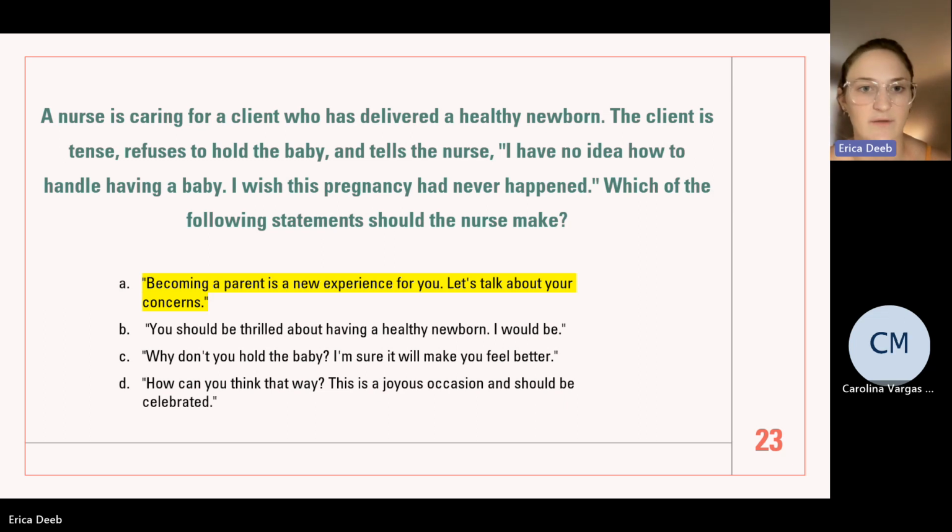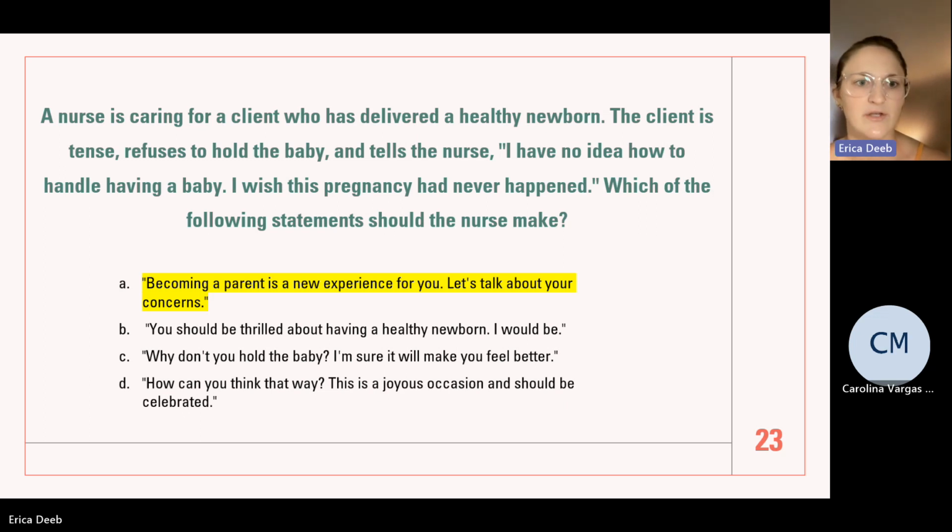So when we use our therapeutic communication skills, we can create a safe environment for them to express those feelings, and then hopefully that stressor can turn into a positive stressor. So hopefully by saying this to the mom, we're able to hear her concerns, teach her what skills she needs, some coping skills, some education about being a new mom, and then she's able to have a positive experience.